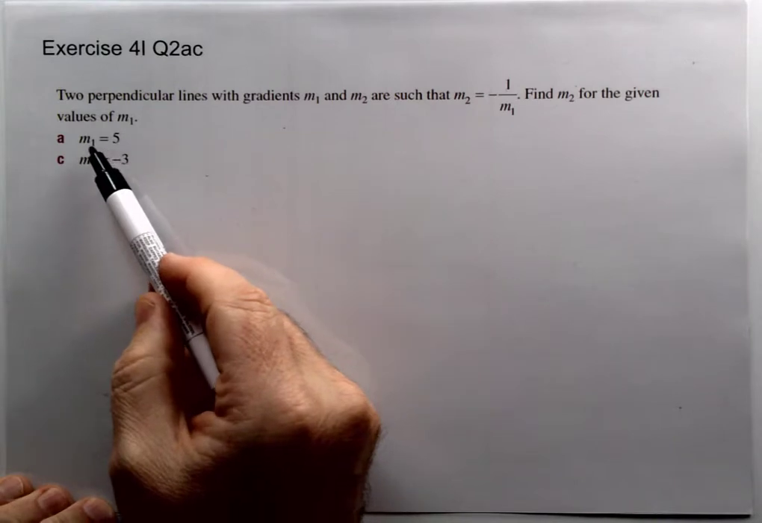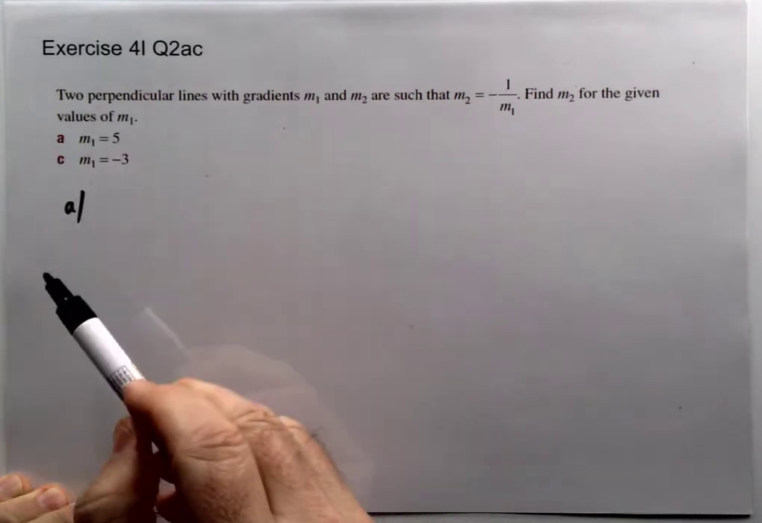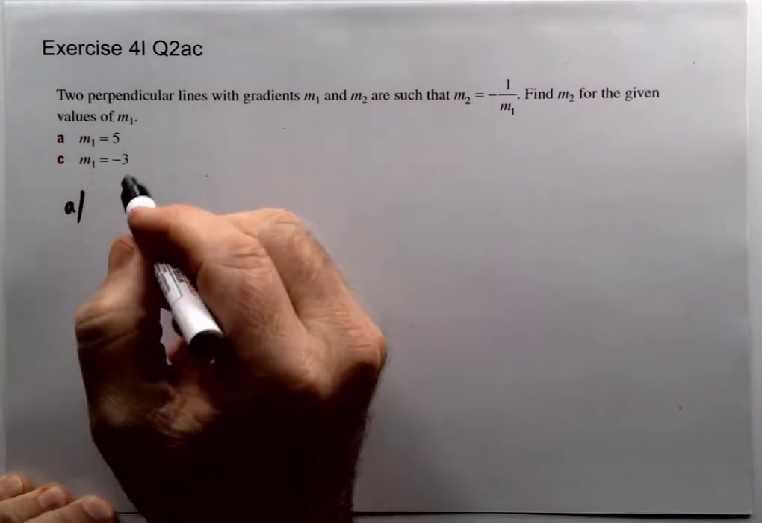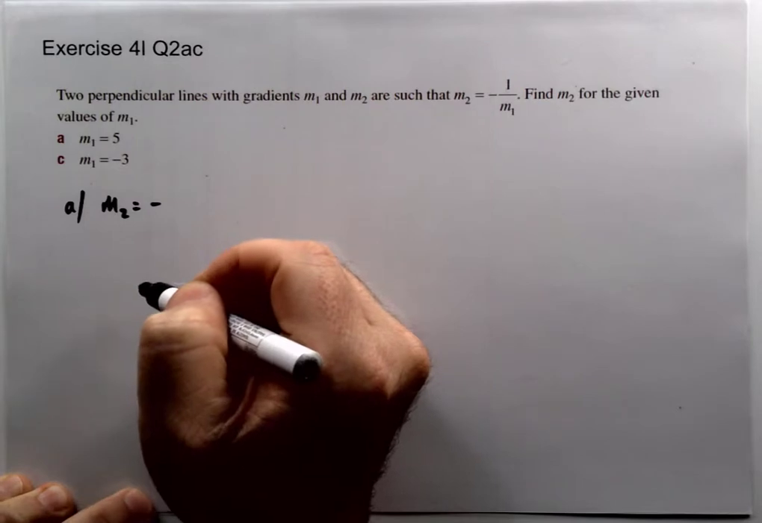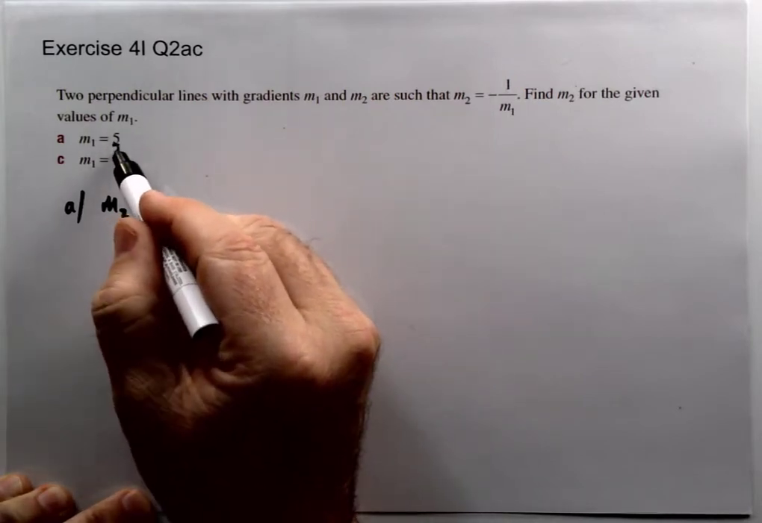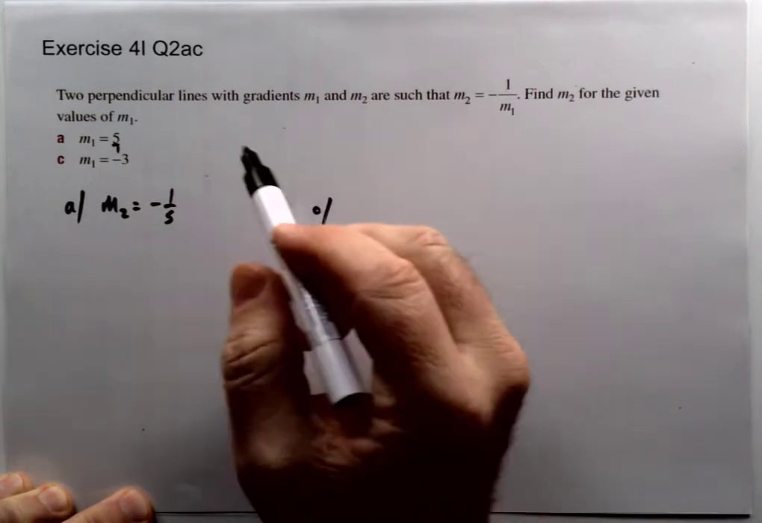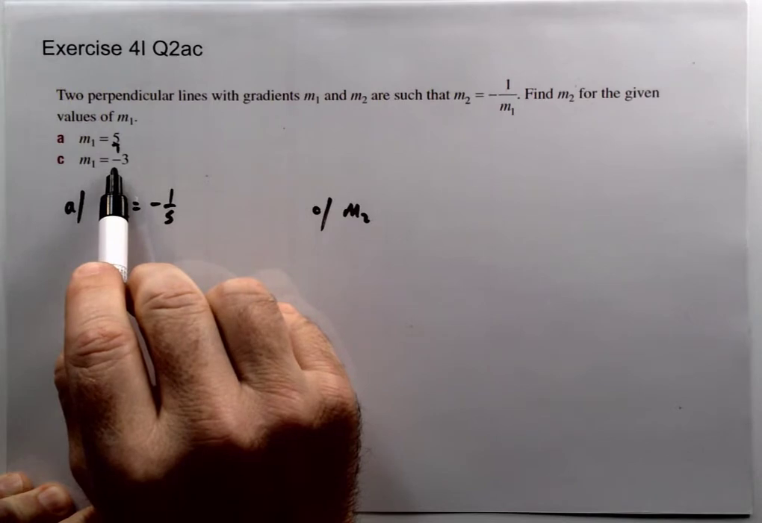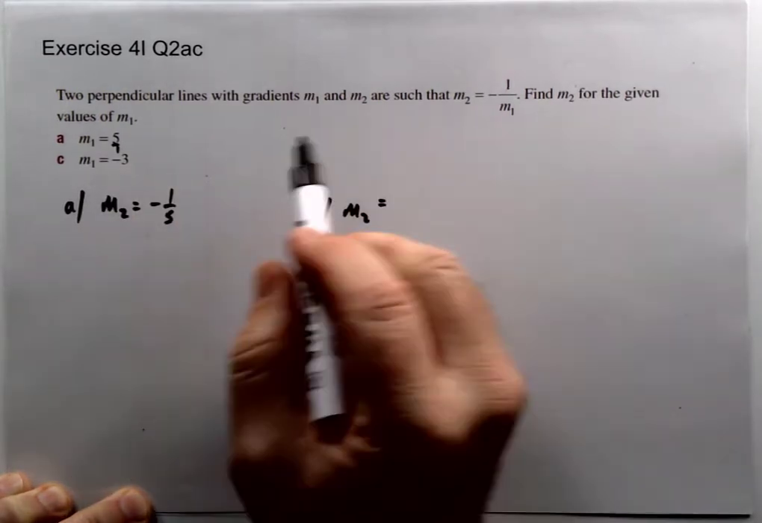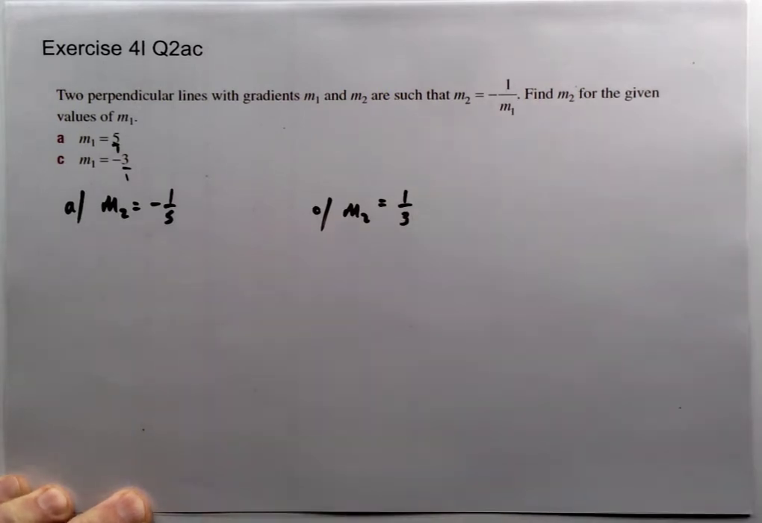Okay, we're given the gradient of one line. We need to work out the gradient of any line that's perpendicular to that. So this one here is positive, so the second gradient needs to be negative. This is like 5 over 1, so we just need to take that reciprocal. Okay, for part C, the first gradient has got a negative gradient, so the other one has to be positive. This is like 3 over 1, so again we take that reciprocal there.